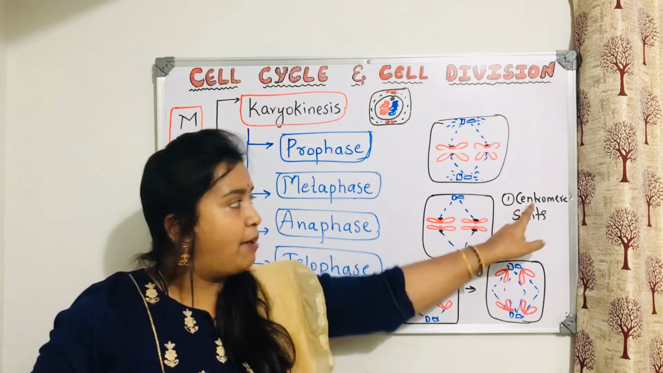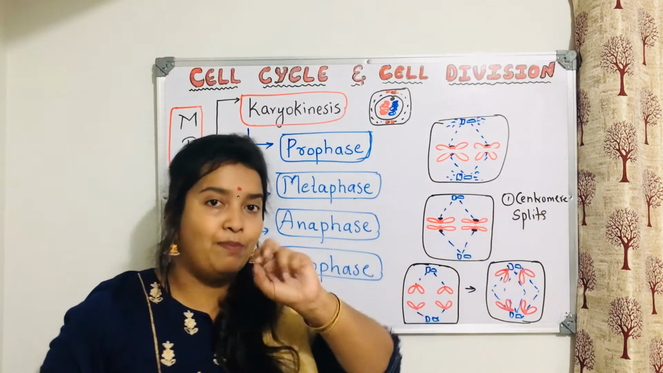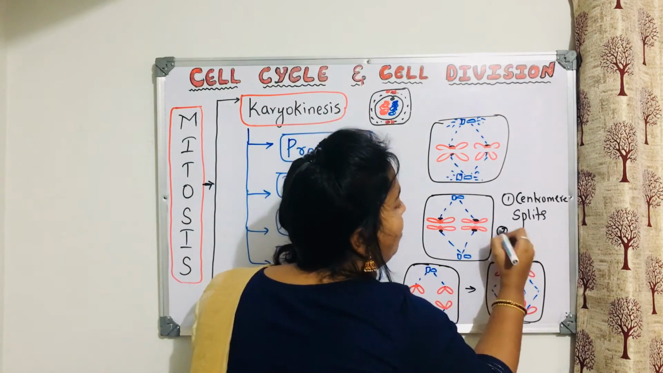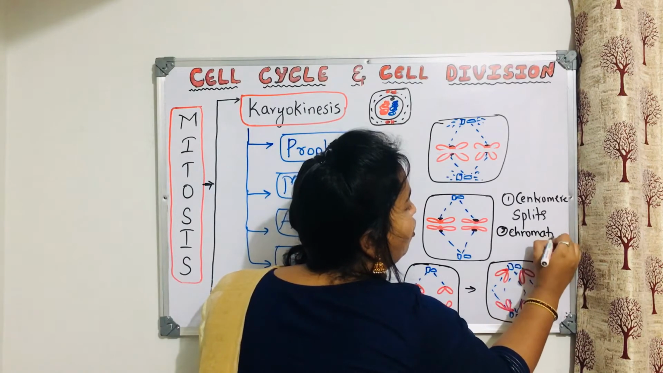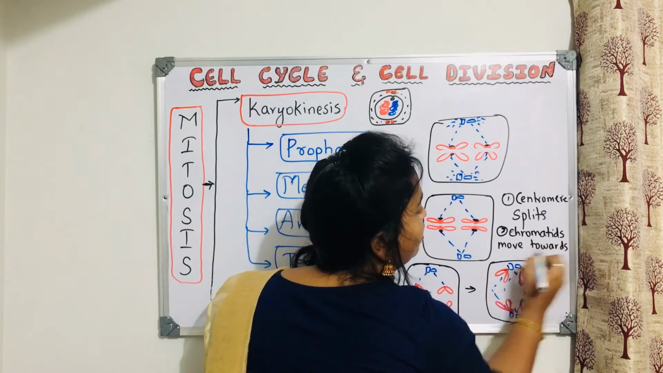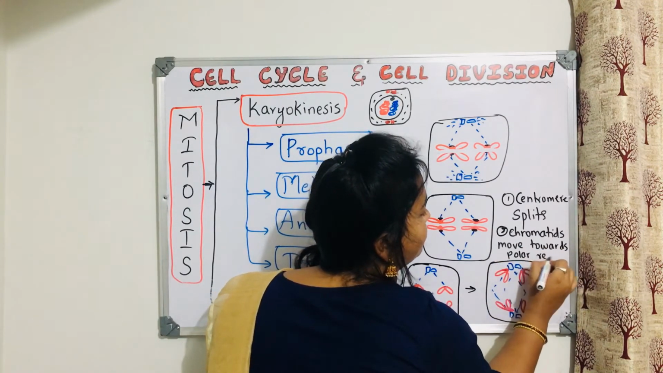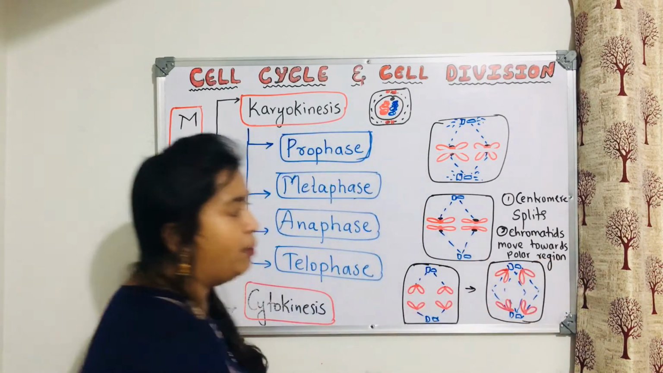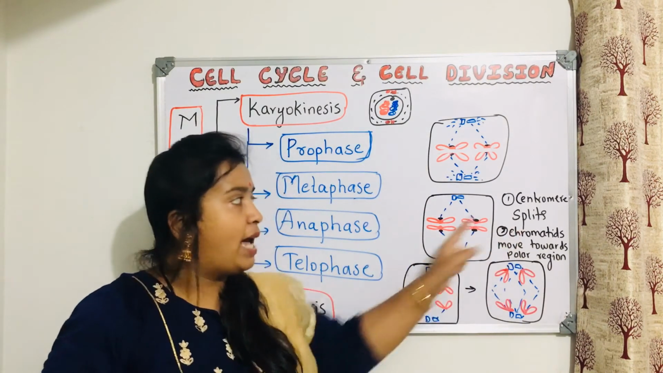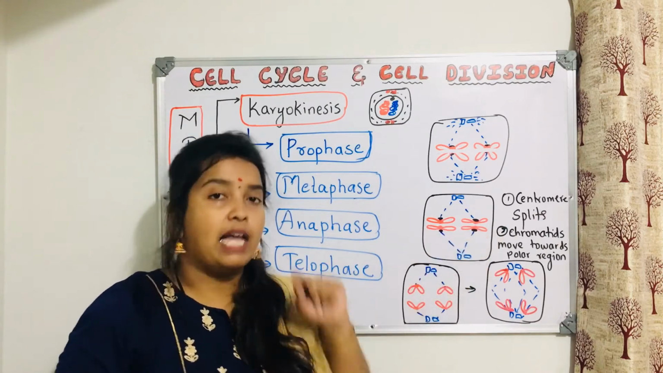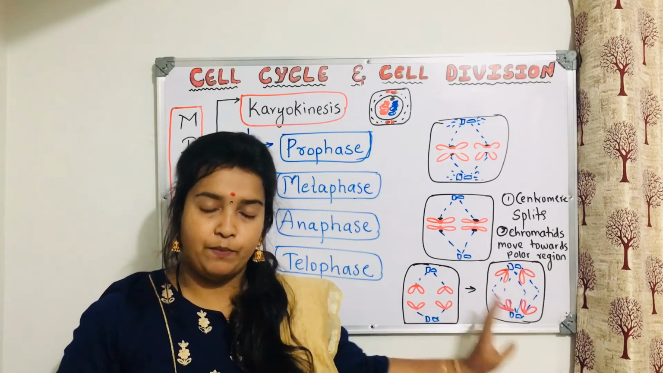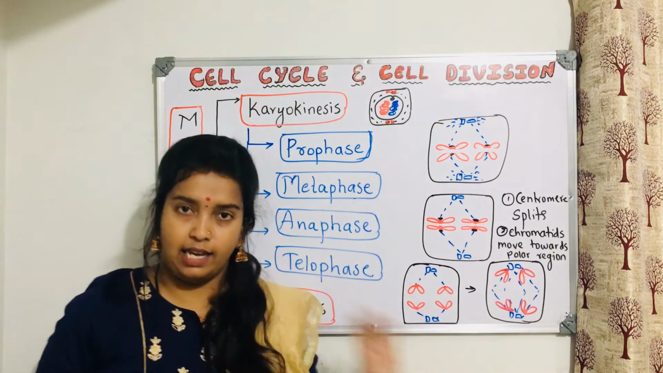So what actually happens in the anaphase? First thing is centromere splits. And second thing what happens is chromatids move towards the pole or polar region. I hope you people are not able to see properly, so I am just telling this once again. First thing what happens is centromere will split. Second thing what happens is chromatids move towards the polar region. Okay, I hope anaphase is clear.